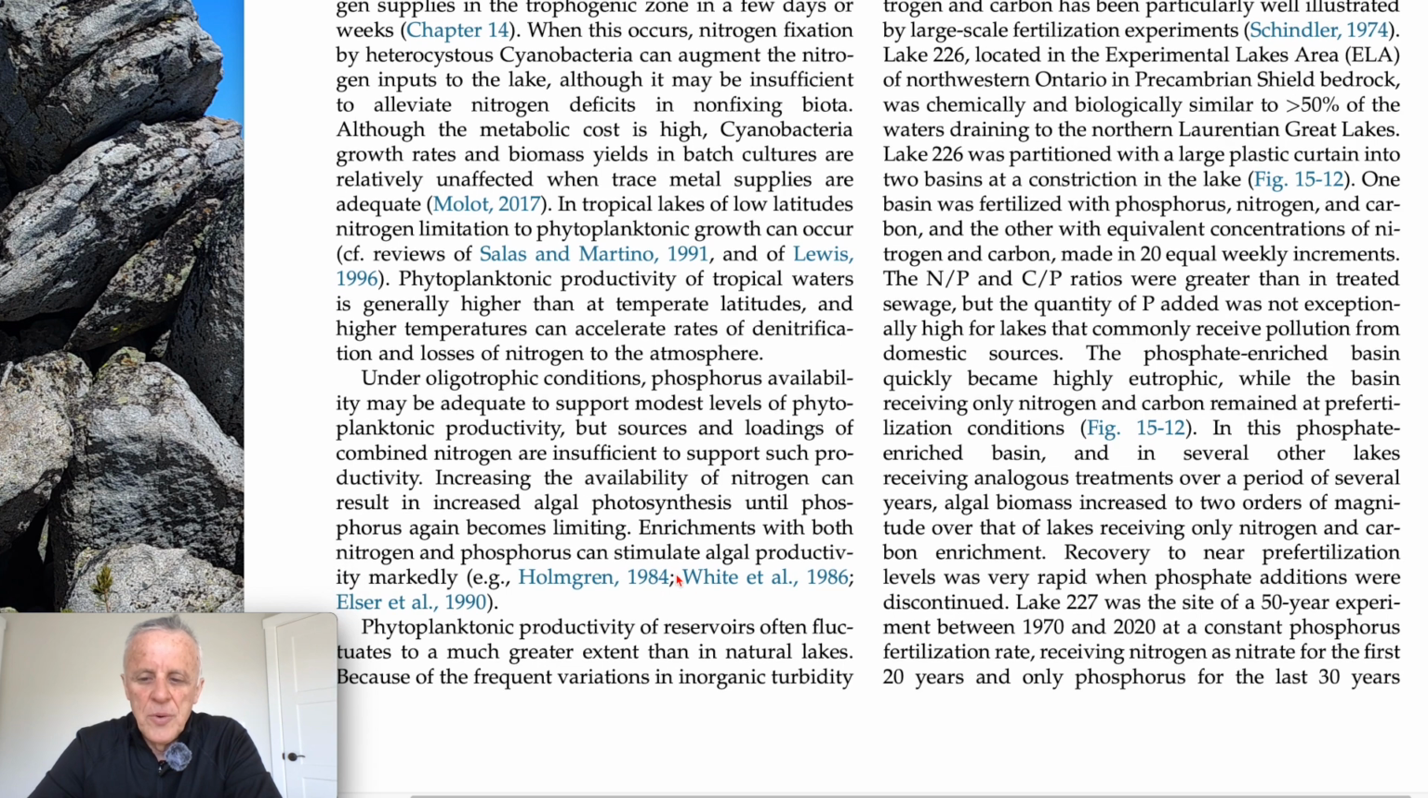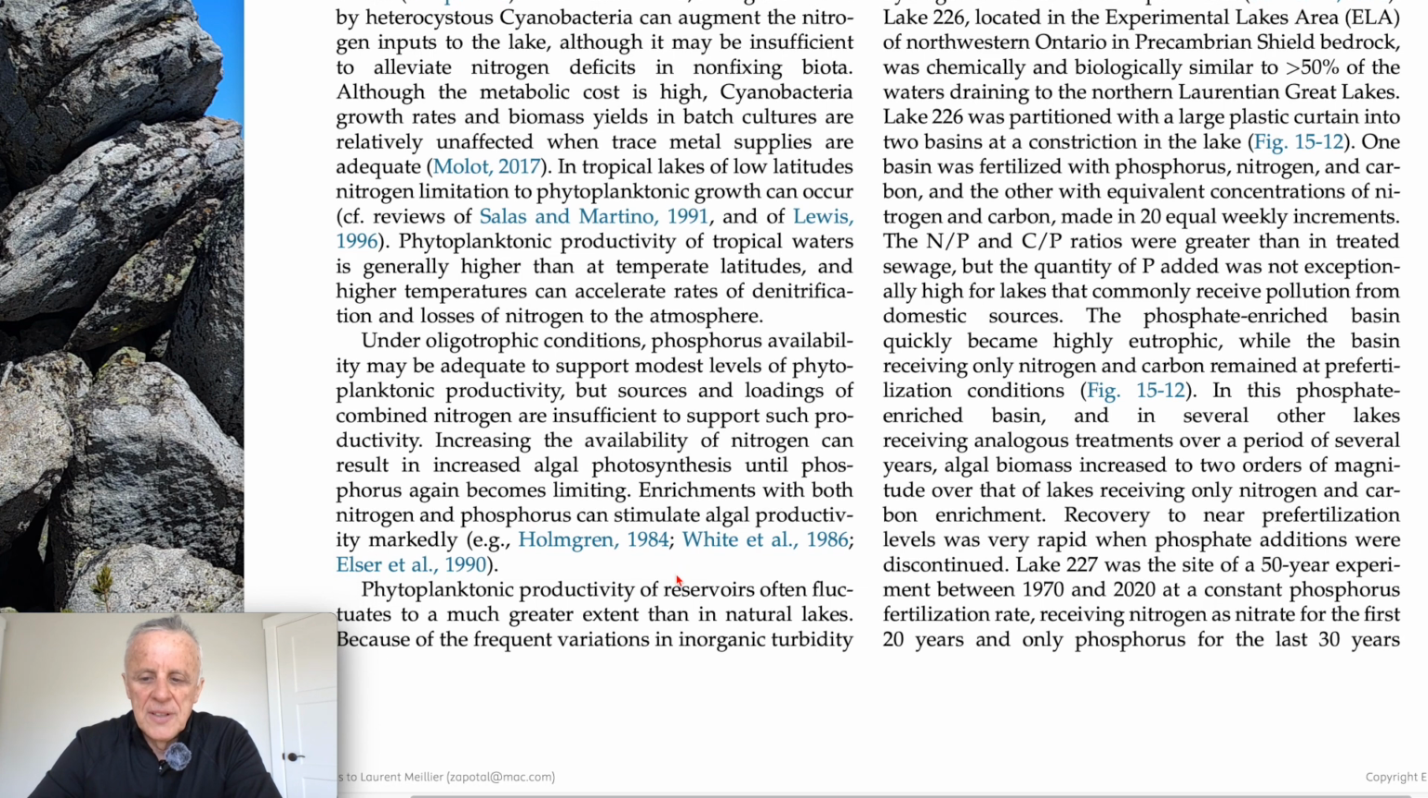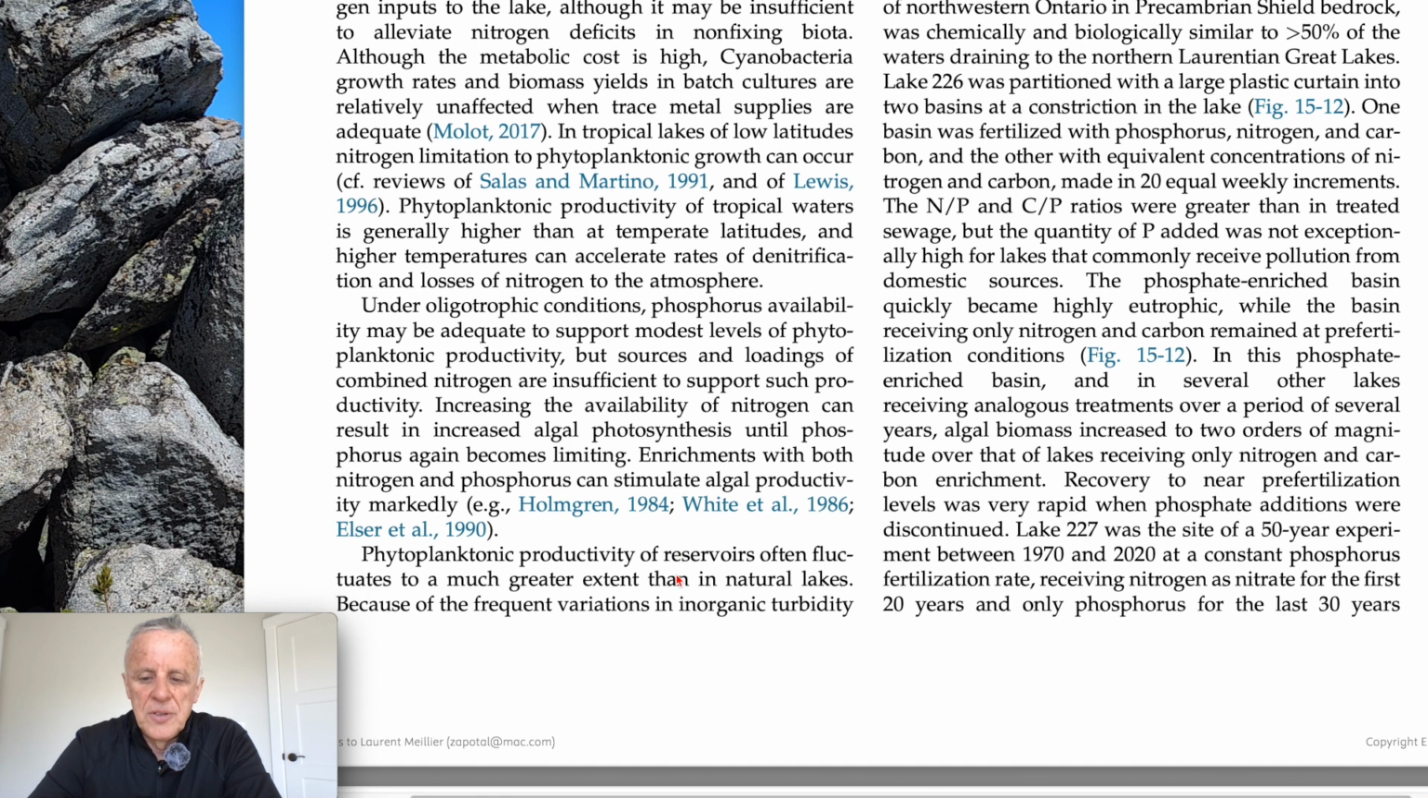The phosphate-enriched basin quickly became highly eutrophic, while the basin receiving only nitrogen and carbon remained at pre-fertilization conditions. In this phosphate-enriched basin and in several other lakes receiving analogous treatments over a period of several years, algal biomass increased to 2 orders of magnitude over that of lakes receiving only nitrogen and carbon enrichment. Recovery to near pre-fertilization levels was very rapid when phosphate additions were discontinued.